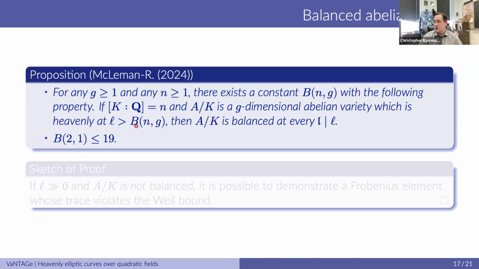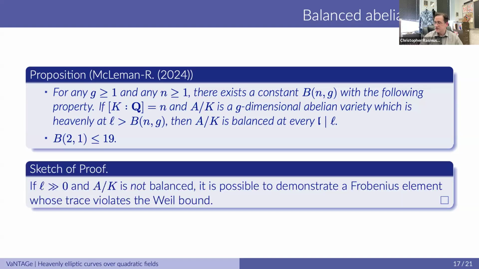So there's a constant depending only on the degree of K and the dimension of A, past which the abelian variety has to be balanced. And this is completely explicit. Depending on how hard you're willing to work ruling out cases, you can compute a very precise bound, not necessarily sharp, but incredibly close to sharp, for any specific choice of n and g. We've done this in a couple of cases. And the one I care about right now is the quadratic case for elliptic curves. It turns out this bound is only 19. So if L is bigger than 19, a heavenly elliptic curve has to be balanced.